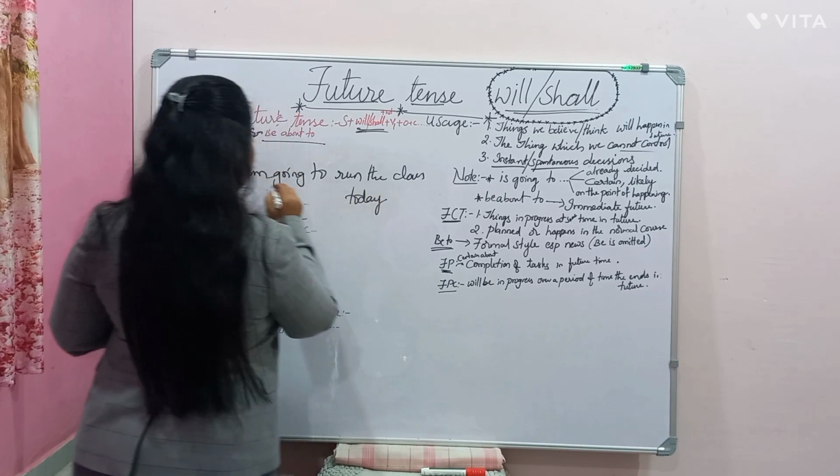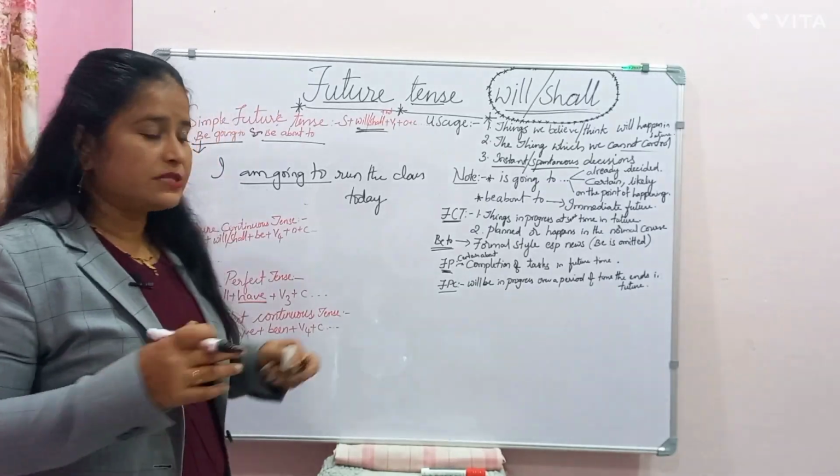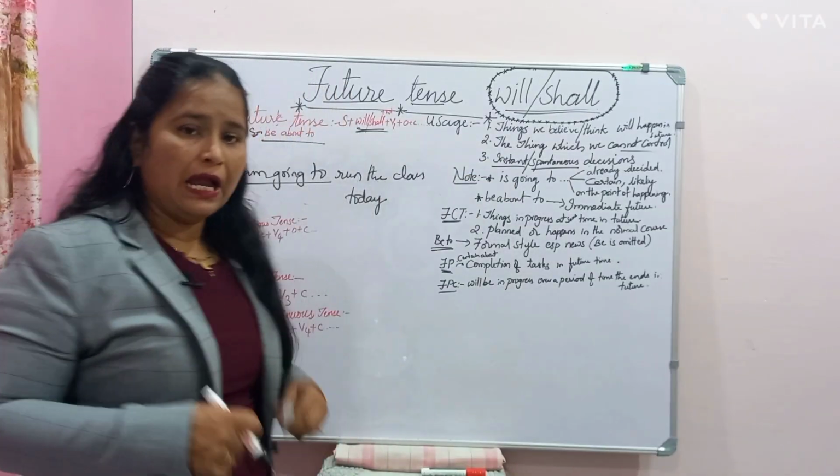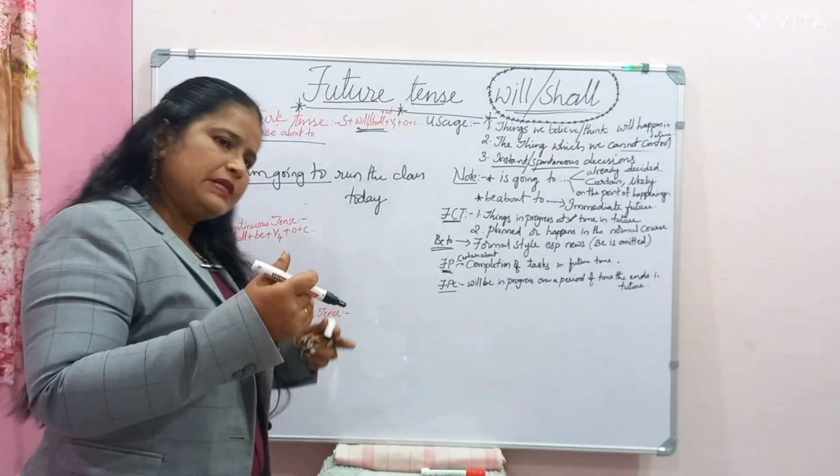So this is already decided. So a pre-decided thing. I have already decided. It's not something like a spontaneous thing. I will take the class is something then and there. So it's a decision. It is something which is pre-planned.